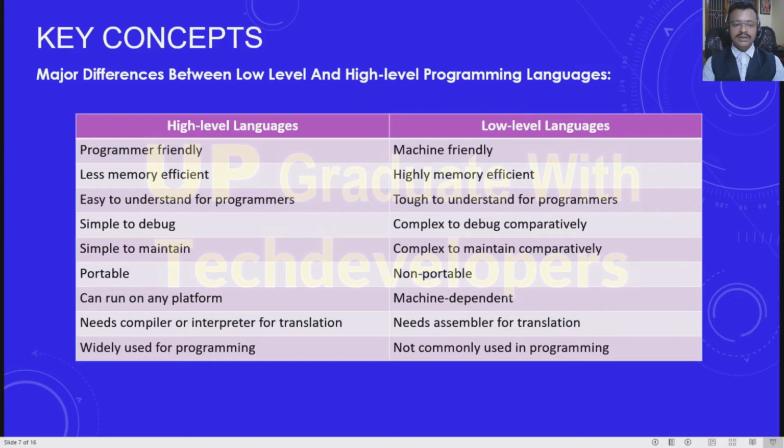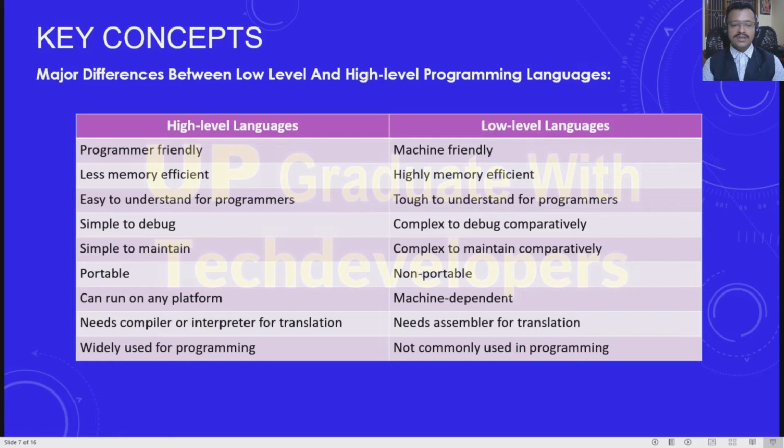High-level languages are programmer-friendly, whereas low-level languages are machine-friendly. High-level languages are less memory efficient, whereas low-level languages are highly memory efficient. High-level languages are easy to understand for programmers, whereas low-level languages are tough to understand for programmers. We can easily debug high-level languages, but it is comparatively complex to debug low-level languages.